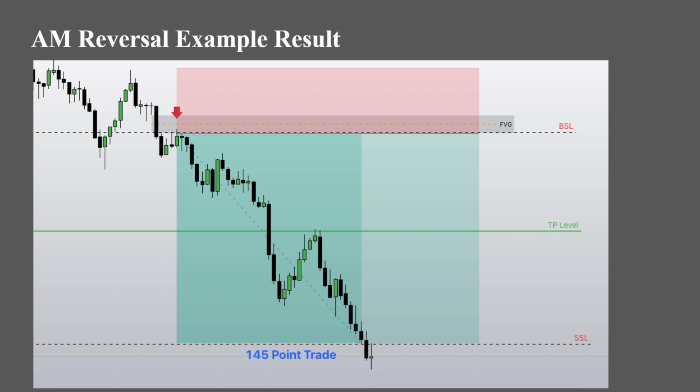So that is the AM reversal model. You have examples with the higher time frame fair value gap and without the higher time frame fair value gap. Both are probable, both are applicable, and both are highly successful.